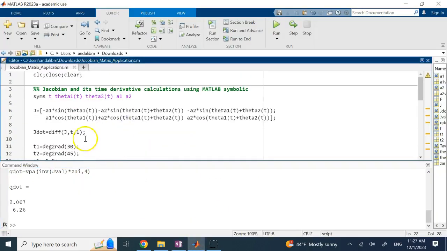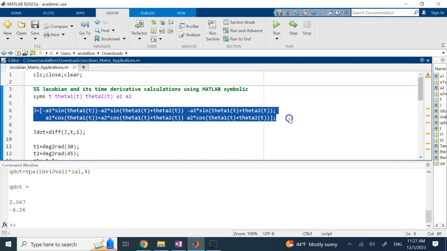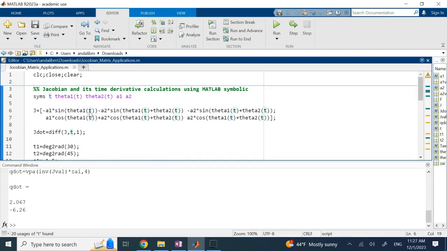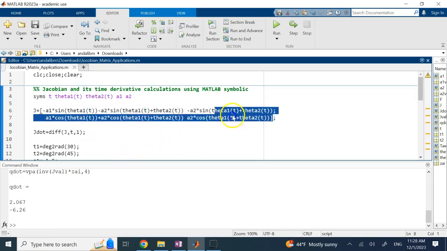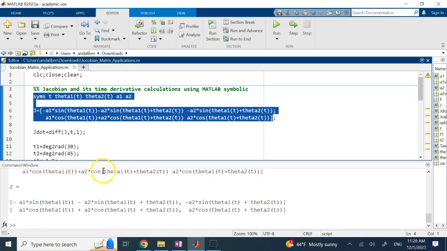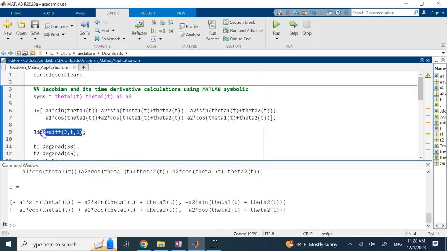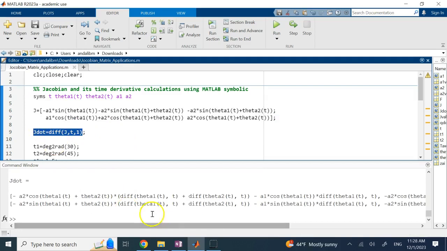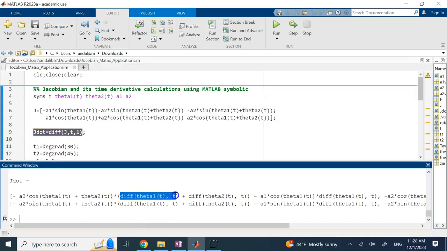If you remember, I used the diff command here to take the time derivative of j, and I defined my j such that I can take the derivative from it, because I use time and I define theta 1 and 2 as functions of time. So clearly you can see that my j is a function of time, and if I take the derivative, my j dot is also going to be a function of time. Here you see, in it you have diff of theta 1 and t, so that's theta 1 dot, right? This is theta 2 dot.